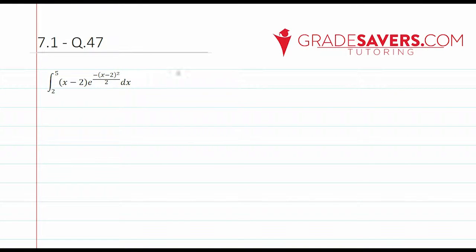Ooh, that's a mouthful. Alright, so u in this case will be equal to negative (x minus 2) squared over 2. Basically, the u is everything that's in the exponent of e. So dx will be equal to du over the derivative of this. So now we're going to have to use the chain rule.